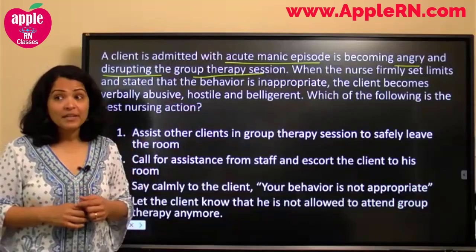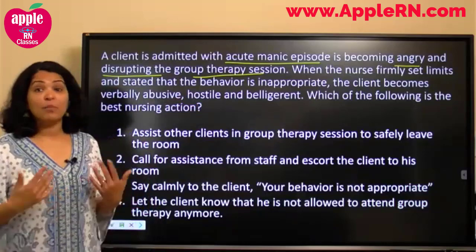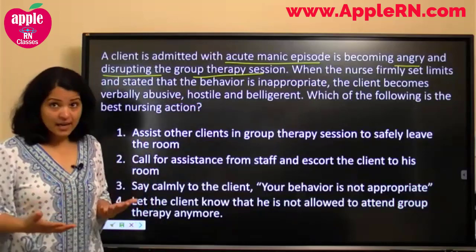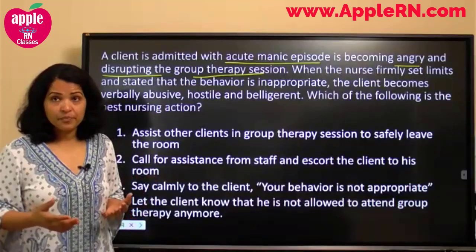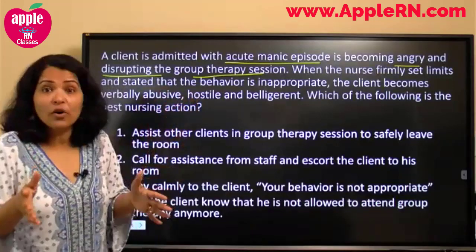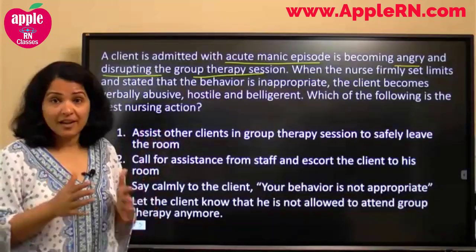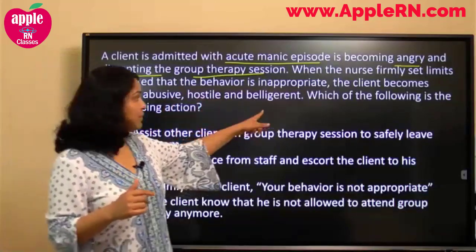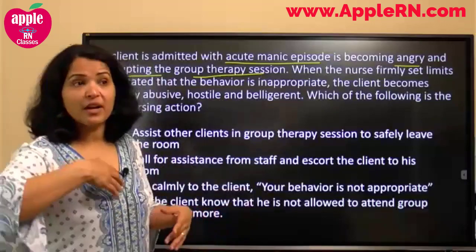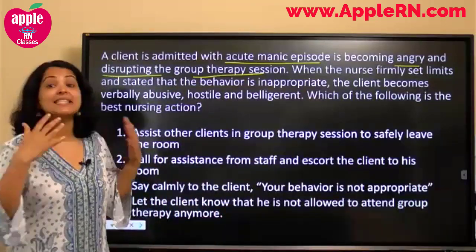And then what happened? How did the patient react to it? The client became verbally abusive, hostile, and belligerent. Okay, that means they are kind of in attack mode, right? They are angry. They are like going to hurt someone kind of mode. And belligerent means you are ready to harm someone. You are like in attack mode. Okay, so it's really, really escalated.